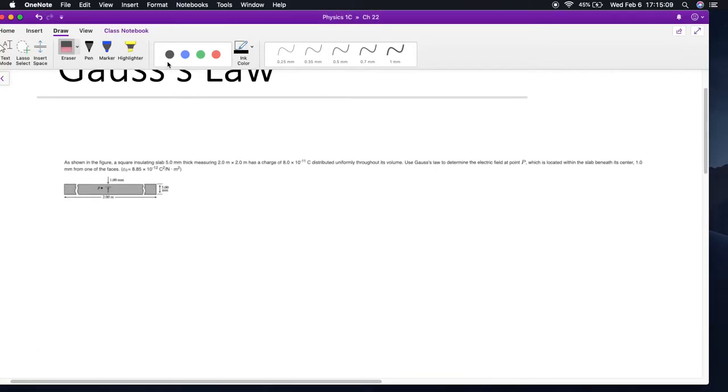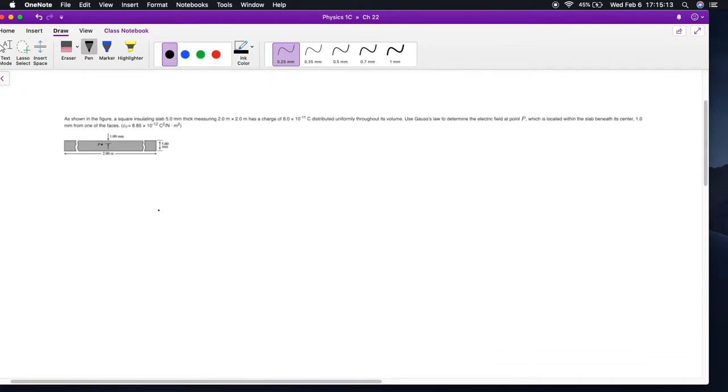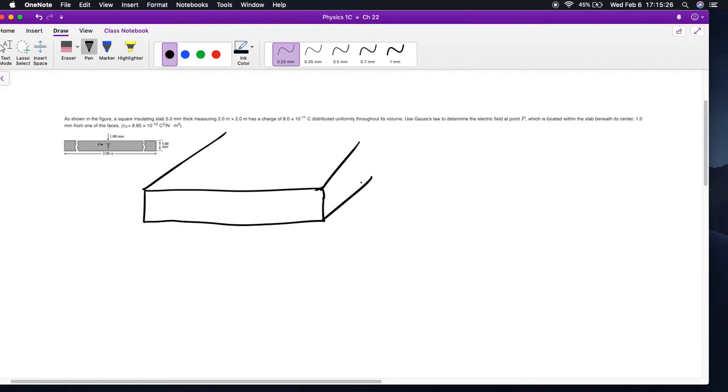So like any other Gauss slab problem, a good place to start is with a diagram. Even though we're already given one, it's always good to make your own. So here we have the front face of the slab, and the slab goes off in this direction. Connect there, and I'm going to go ahead and draw the center line for the slab. There we go. So this is the center, and this is point P.